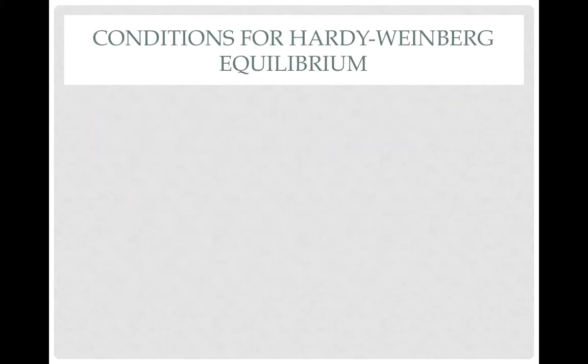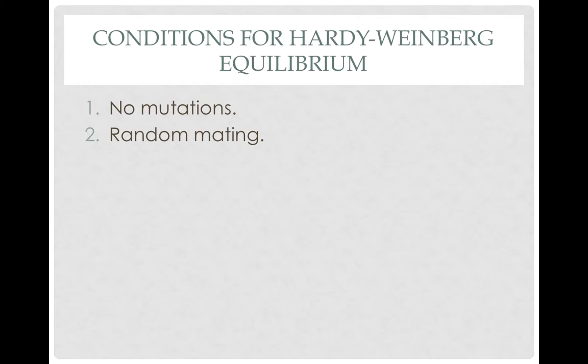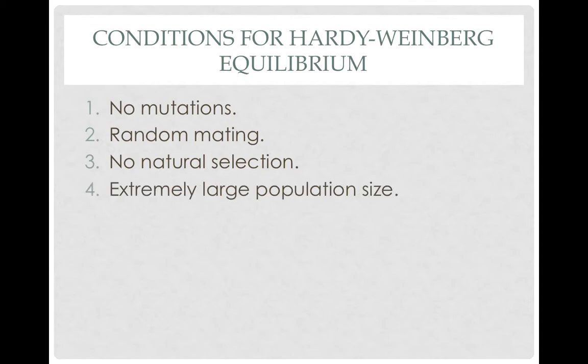So in order for this to be true, like we said before, there have to be some factors in play. The first is that mutations cannot arise. The second is that there has to be random mating. There can be no natural selection occurring. The population size must be extremely large, and there cannot be gene flow.